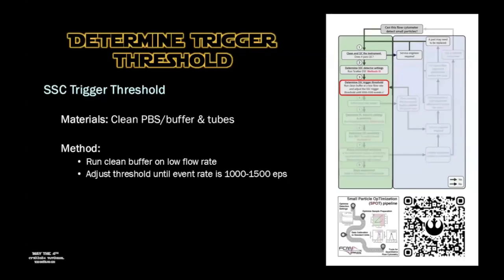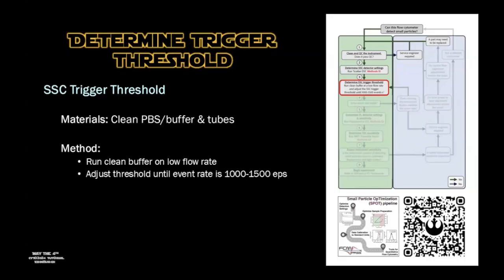Once you have determined your optimal detector settings for scatter, it is now time to determine a threshold. To do this, we usually recommend the use of clean PBS or buffer, and also clean tubes. Generally, the PBS that we recommend is the commercial sealed bottles of tissue culture grade PBS. The method is very straightforward. You're going to take your settings that you determined previously, and you're going to run your clean buffer on the lowest flow rate.